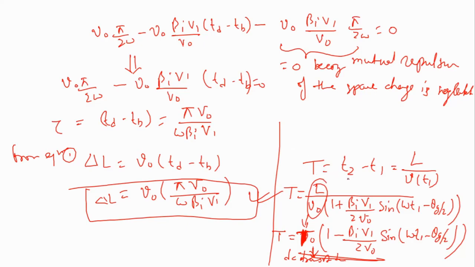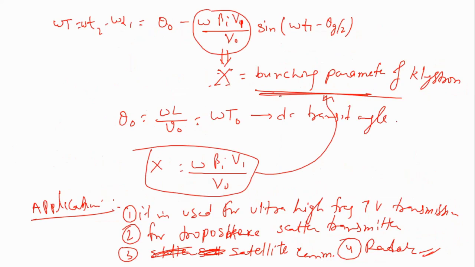So in the drift space we have T2 minus T1, because T1 was the time when the electron leaves the buncher cavity, and T2 was the time when the electron reaches the catcher cavity. And T0 we saw is L by V0, where L is the distance of the drift space and V0 is the uniform velocity of the electron. After that we saw the bunching parameter of the klystron, which is omega beta I V1 divided by V0. This is the bunching parameter, and it is very useful while solving problems.